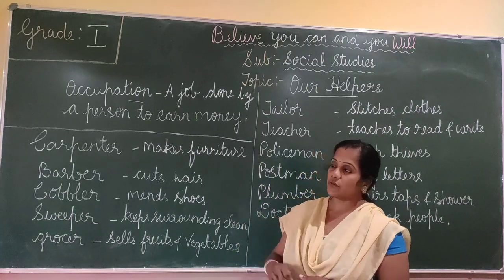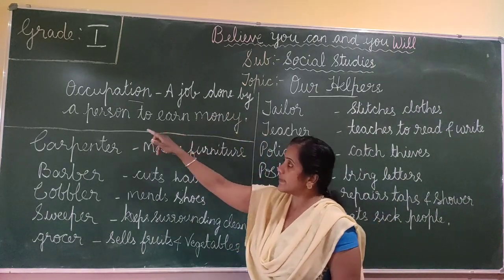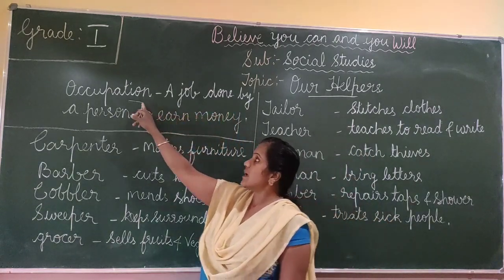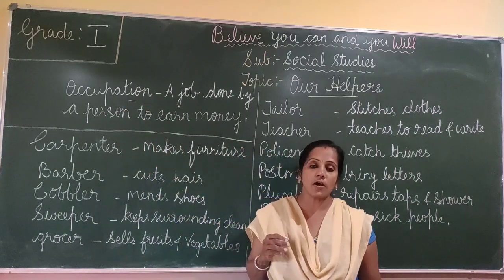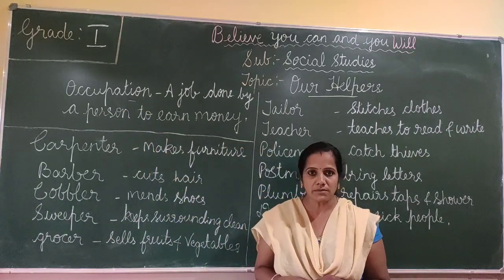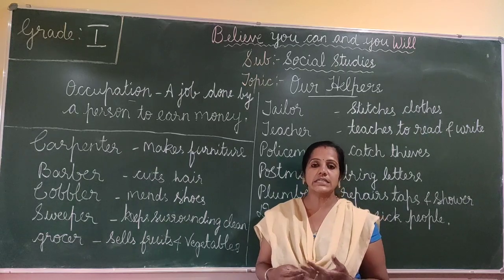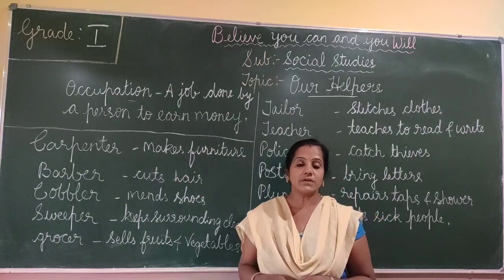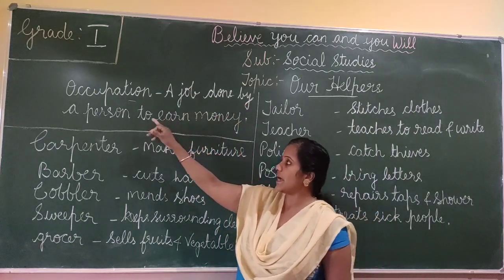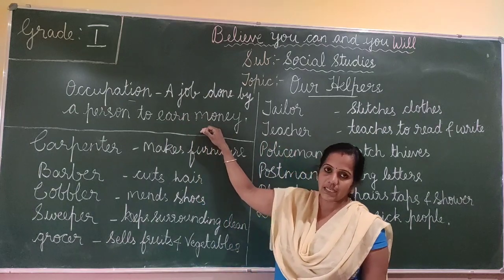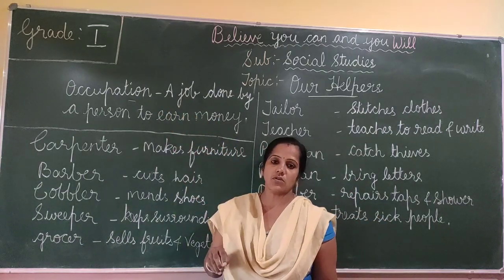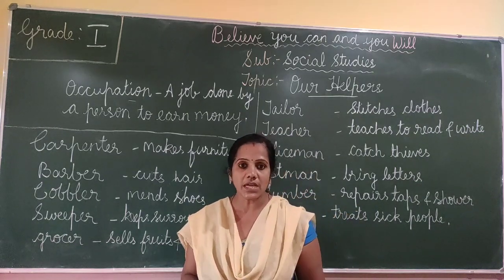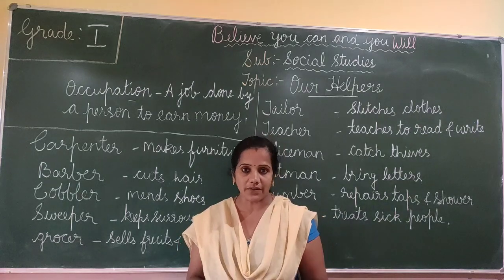So as I told you before, a job done by a person to earn money is called an occupation. These helpers do this work to earn money. So that is their job. A job done by a person to earn money is called occupation. So like this, we depend upon many of the helpers to make our work easy and comfortable.